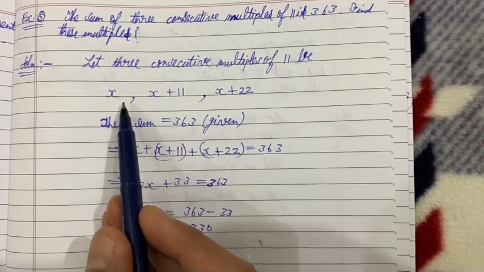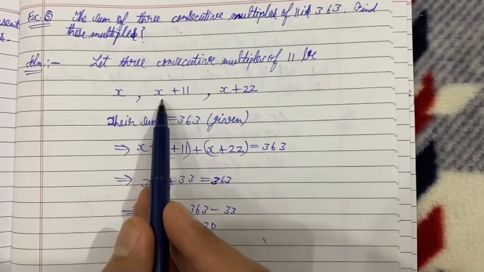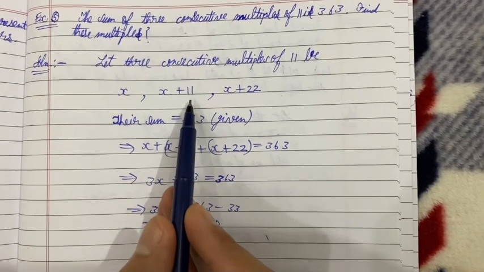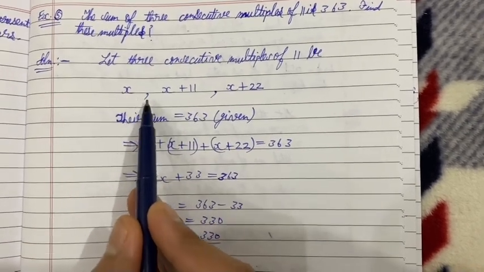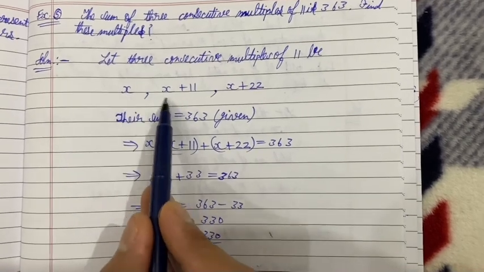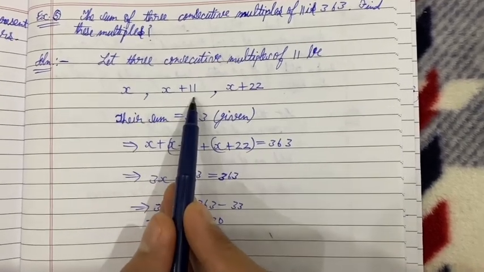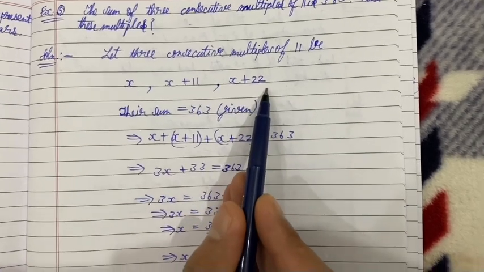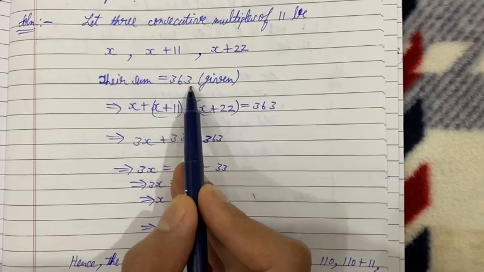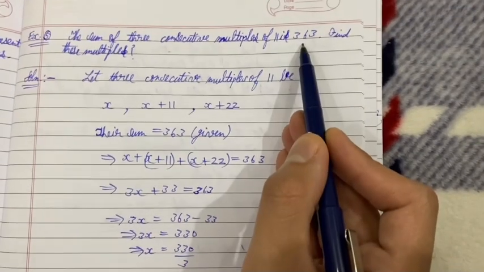So let the first number be x. So next will be x plus 11, as it's the multiple of 11 only, and they are 3 consecutive multiples of 11. So first number will be x, second will be x plus 11, third will be x plus 22. Okay, their sum is 363 as it's given in the question.